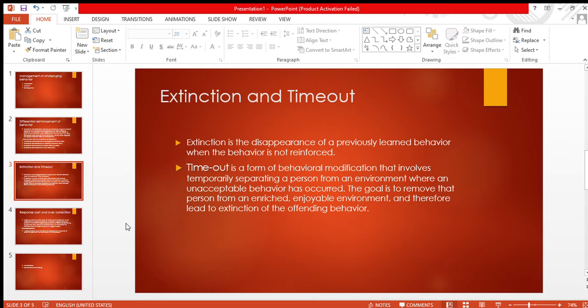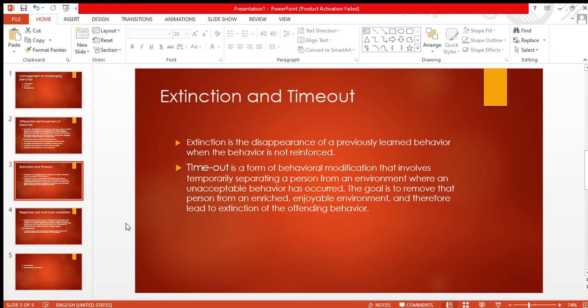Next we have timeout. Timeout is a form of behavioral modification that involves temporarily separating a person from an environment. What we do in timeout is we take the child from the situation where they are enjoying and not listening to the instructions of the person who is giving instruction. We take them away from that and put them in a place away from all this enjoyment. So when we put them in the timeout area, they will learn: we should listen to the instructions, if not we will face these situations.